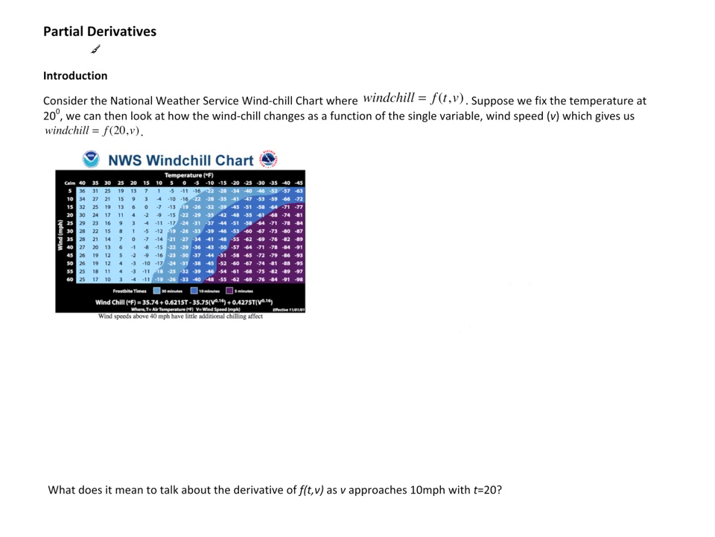Let's take a look at the idea of partial derivatives. Now consider, first of all, this table, which consists of the National Weather Service wind chill chart, where the actual wind chill is a function of both temperature, the outside temperature, and the velocity, or actually the speed of the wind. So suppose we fix the temperature at 20 degrees. If I fix temperature at 20 degrees, what that's actually saying is I'm looking at this column right here. So if I'm looking at that column, we can now take a look at how the wind chill changes as a function of the single variable, simply speed, because speed is over here.